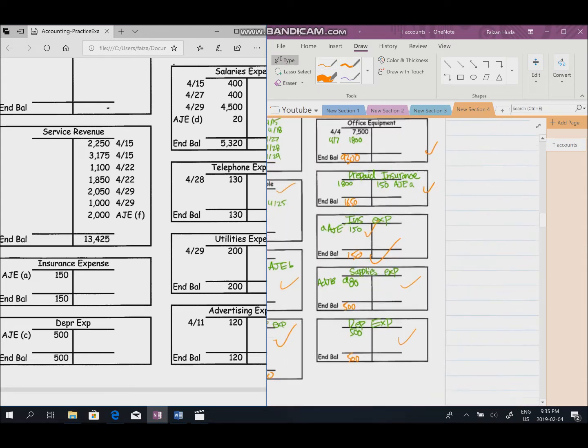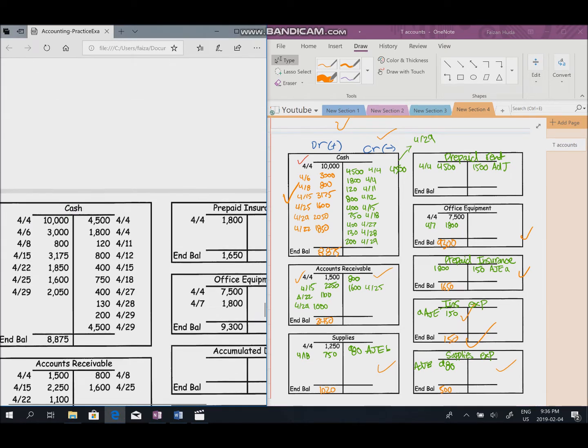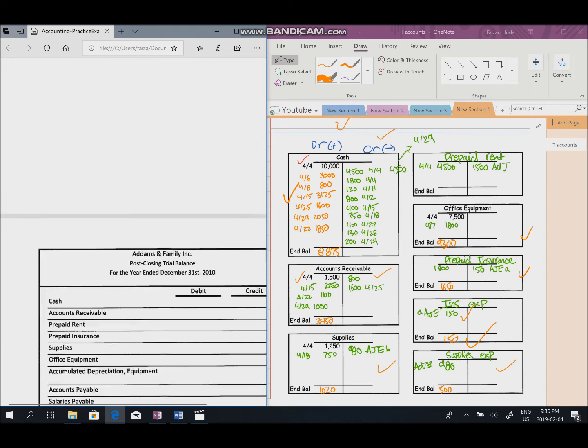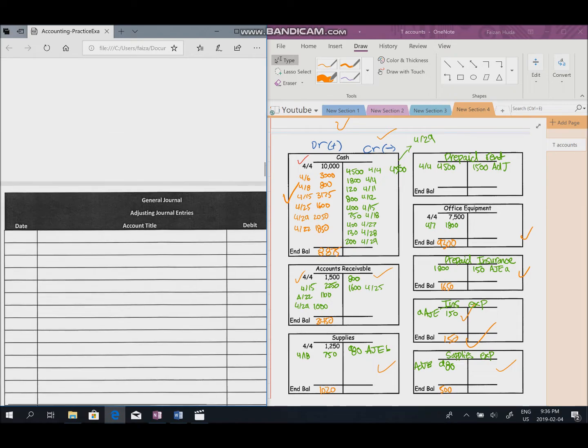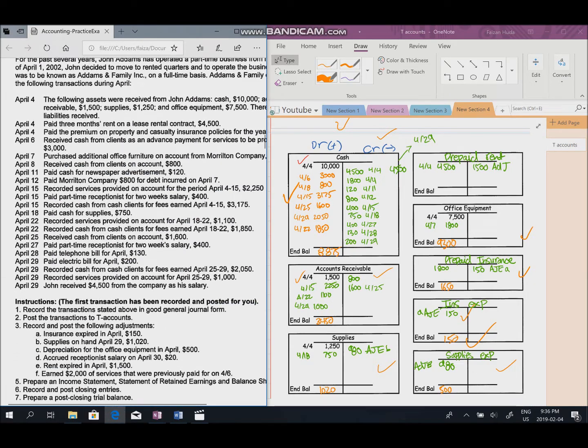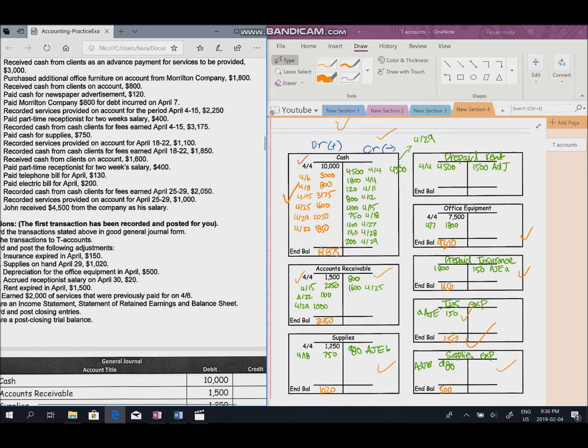This is how you post basically your T accounts. If you're asked on the exam, the best way to do it is always do your journal entries, then post them to your T accounts. And if they are adjusting entries, then make your adjusting entries and adjust your T accounts as we did right now. Moving on, let's see what it asks us to do next. So next, it asks us to prepare an income statement, statement of retained earnings and balance sheet.